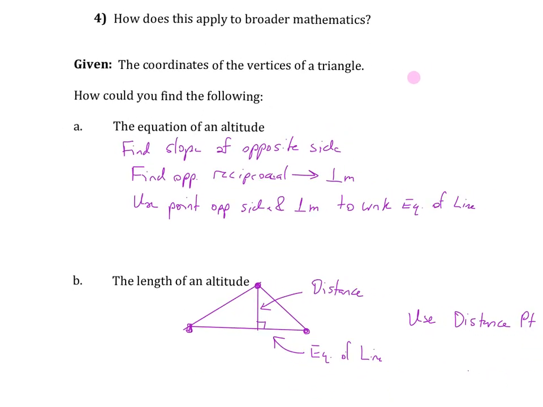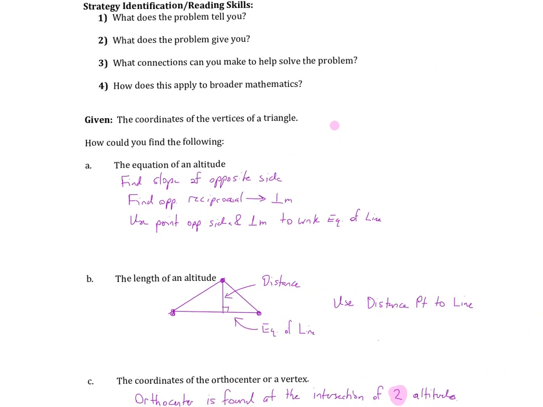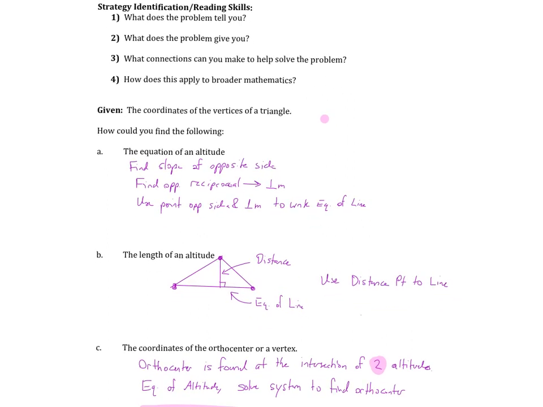So how can you find the equation of an altitude? Well, an equation of an altitude can be found by first finding the slope of the opposite side. So we find the side opposite of the vertex and we want the slope, because then we want the perpendicular slope by the opposite reciprocal. Using the point opposite the side and the perpendicular slope, we can write the equation of the line, and that's going to give us the altitude.